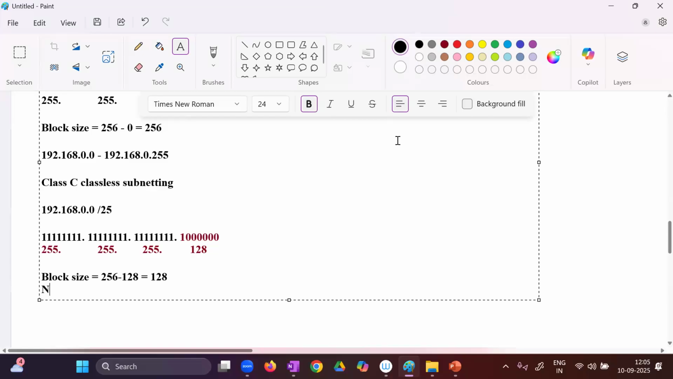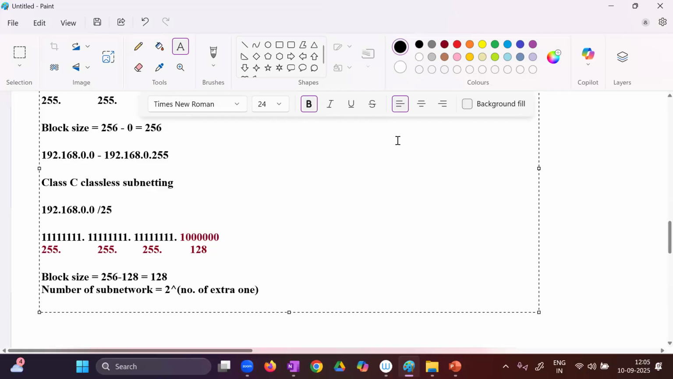And see, same thing we will get. Now see what you will write here. Number of subnetworks is equal to 2 to the power number of extra 1s.